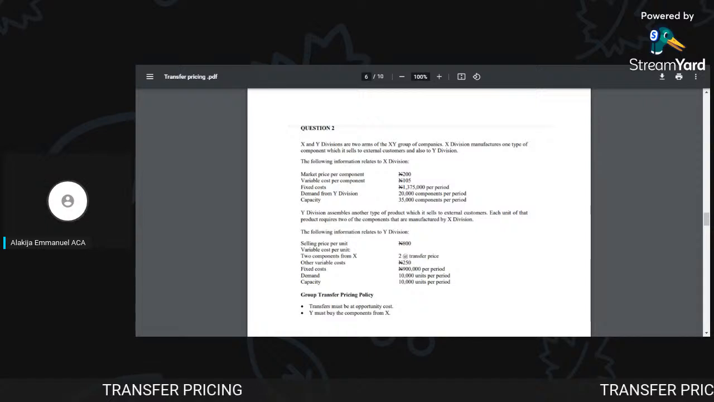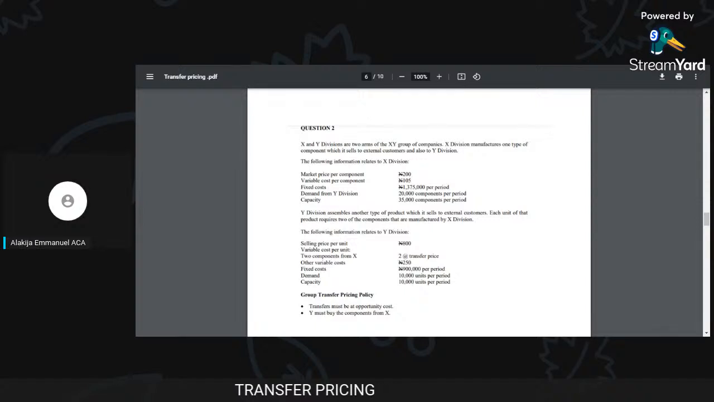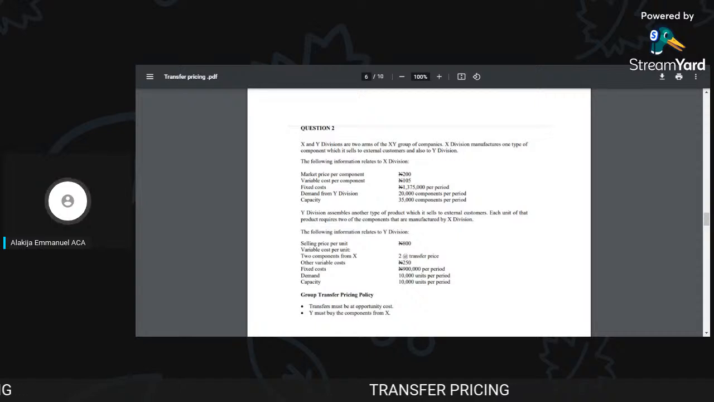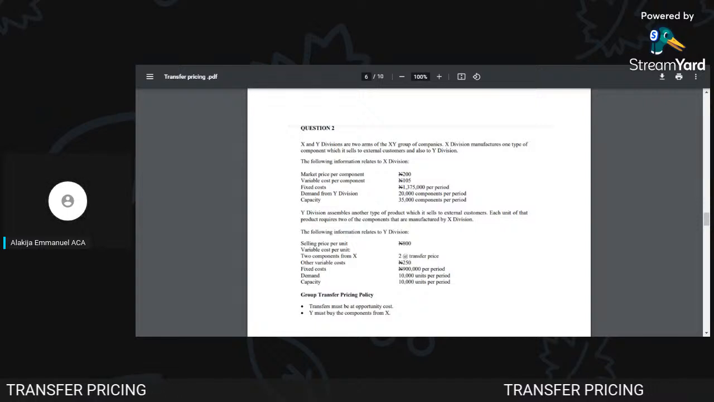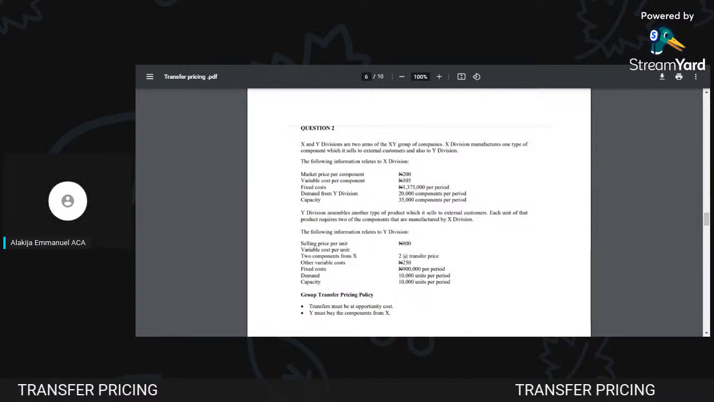Please note that. The following information relates to Y division. Selling price per unit is 800. Variable cost per unit: 2 components from X, at transfer price. Other variable cost, which means they will still have to incur some other variable cost even after they've gotten the component from division X. Then fixed cost. Demand is 10,000 and capacity is 10,000.